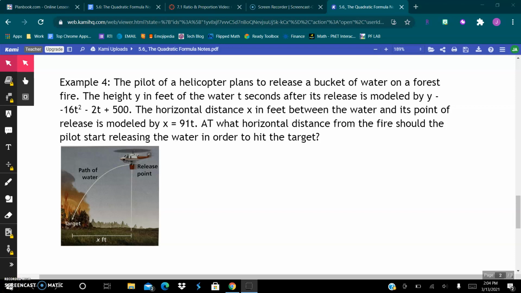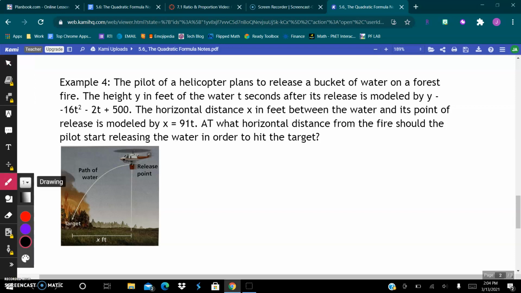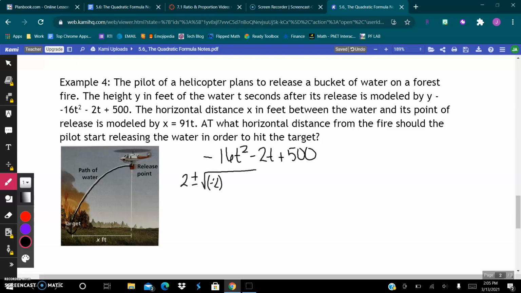First, I'm going to use the quadratic formula to figure out how long the water is in the air for. So to figure out how long it would take to hit the ground once it's released, we are going to use -16t squared minus 2t plus 500. And we're going to use the quadratic formula, so we have to do negative b. So 2 is already negative, so that's going to turn into a positive, plus or minus the square root of b squared, so negative 2 squared minus 4 times a, which is negative 16, and c is 500, over 2 times a, which is negative 16.